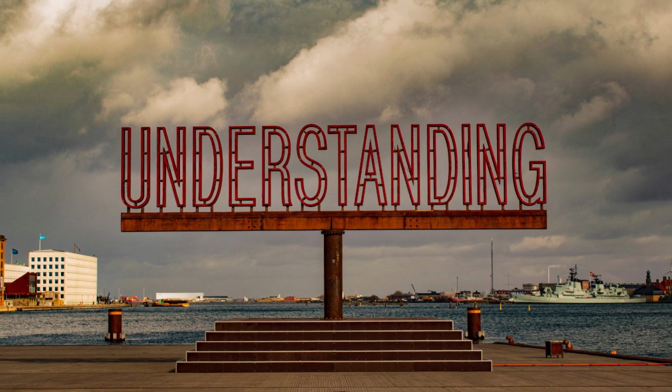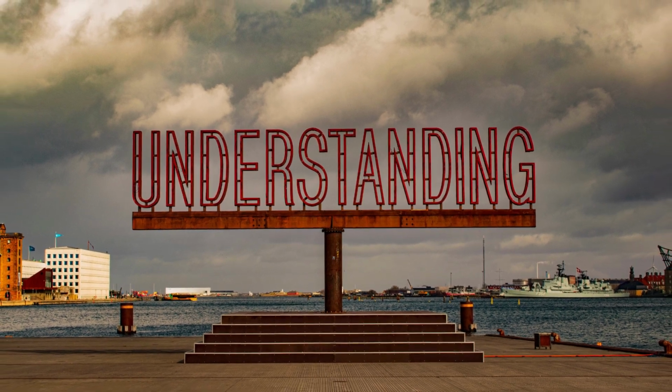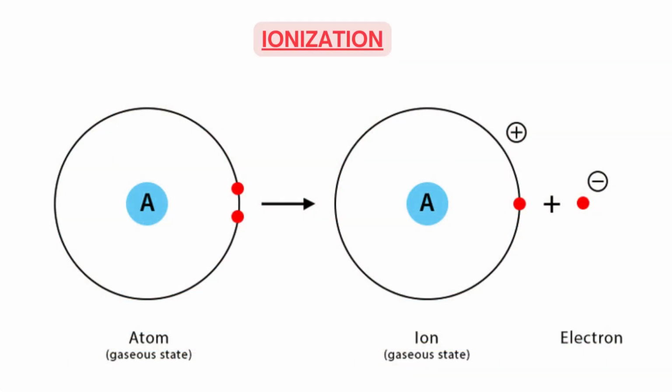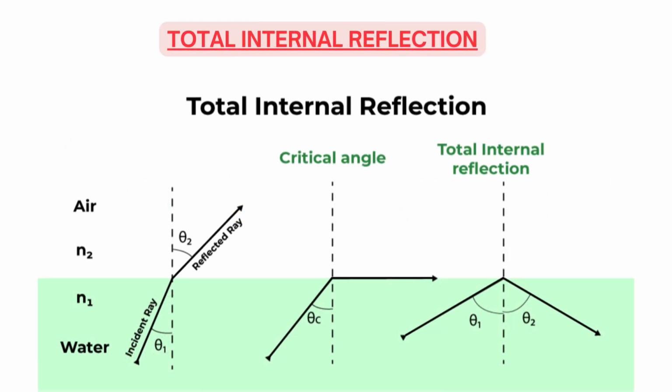To understand this topic better, we need to understand two things beforehand. First is ionization and the second is total internal reflection, and let us understand them one by one.